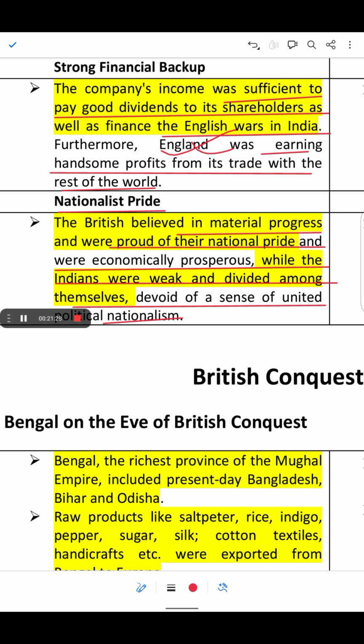But on the other side, the Indian rulers were not united, and a lack of nationalism was there. So this was the thing, that Indian rulers were weak and divided into different groups, and they did not have a sense of united nationalism. They were not together.